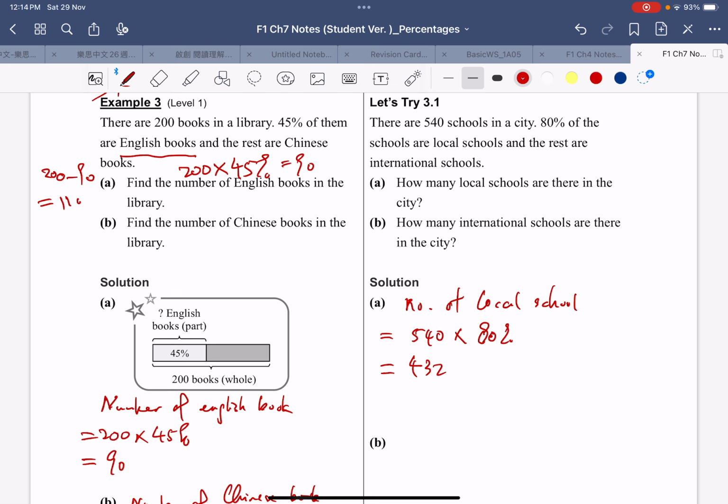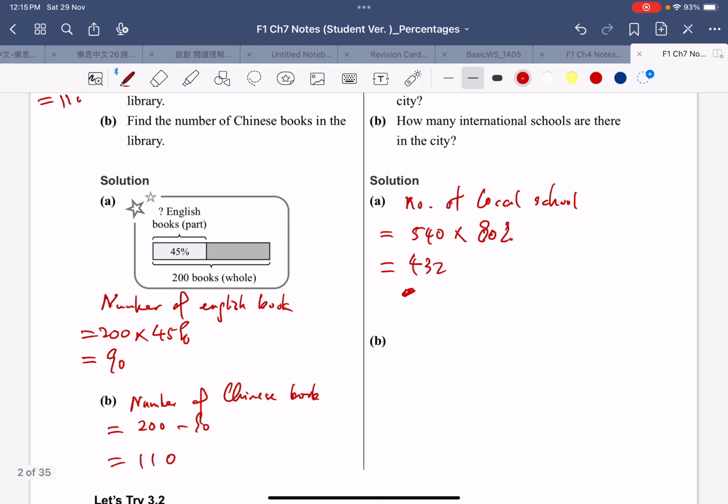So international schools are the rest. And then in number, okay, how many international schools? Part B. Number of international schools will be, okay, 540 minus 432, which gives you 108, the answer.